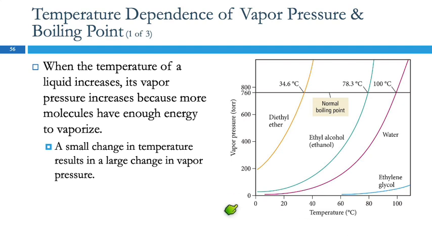And this is just a graph showing vapor pressure as a function of temperature for several different substances. Water's over here. Here's ethylene glycol, that's in radiator fluid, coolant. Here we've got ethyl alcohol and diethyl ether. And we see with all of these that as you increase the temperature, the vapor pressure goes up.